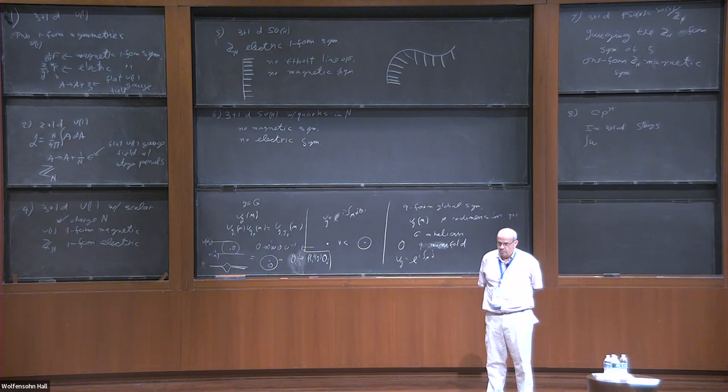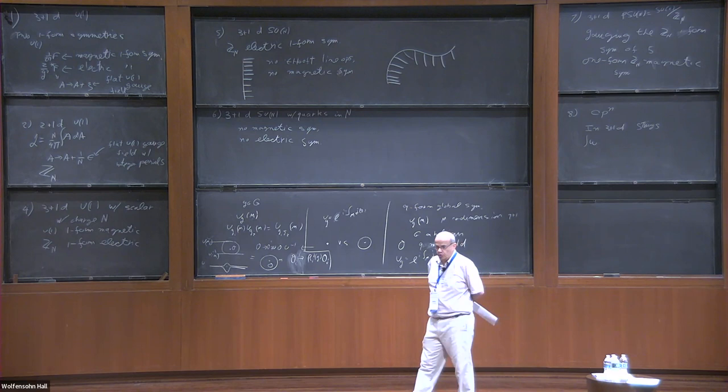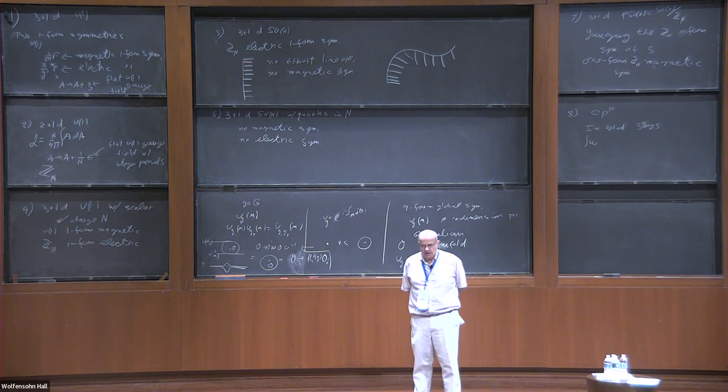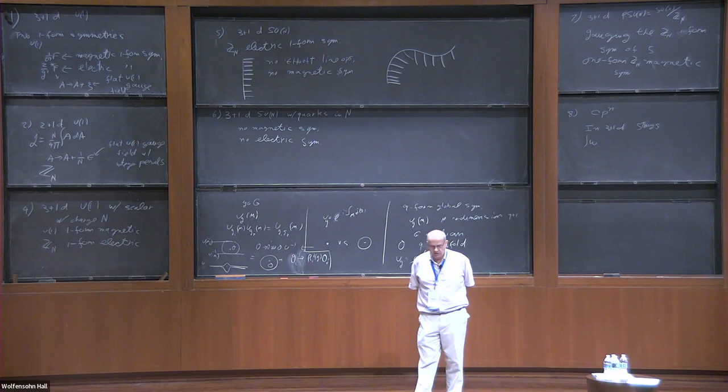Right. So the object is a string, it's one-dimensional. It sweeps a surface in spacetime. And the symmetry that we talk about is a one-form symmetry. It is measured by a surface.